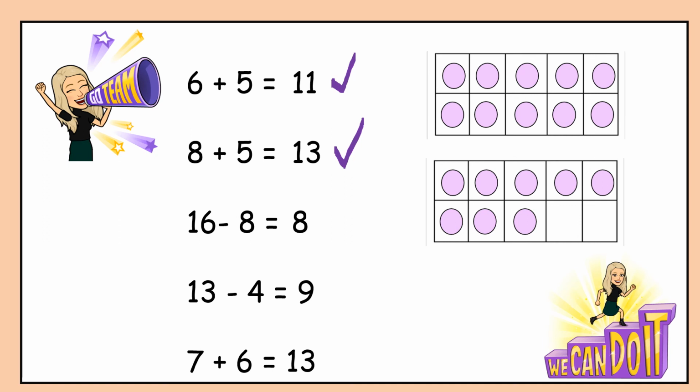I have 16. I take away 8 and I'm left with 8. So I started at 16. I take away 6, so I'm left with 10. And then I work out how many more I needed to take away. 13 take away 4 is equal to 9. And last one, 7 add 6 more is equal to 13.